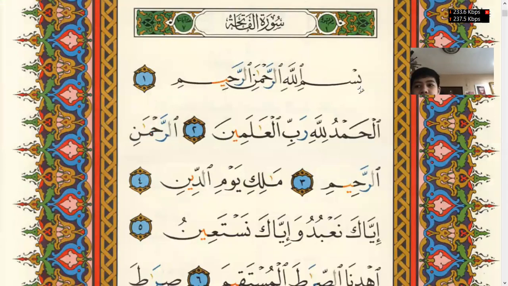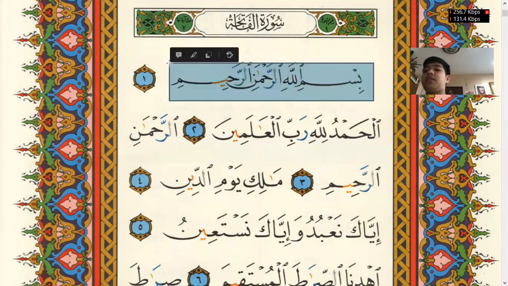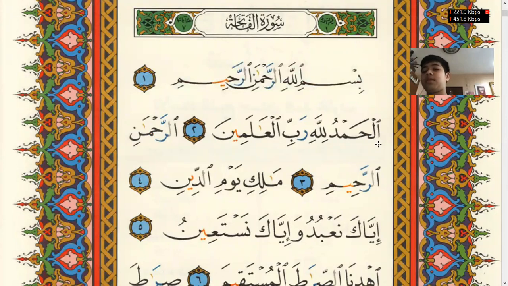First read Auzubillah, then start with Bismillah. Read Auzubillah with a loud voice. Read after me. Auzubillahi minash shaitanirrahim. Bismillahirrahmanirrahim. Good. Next.